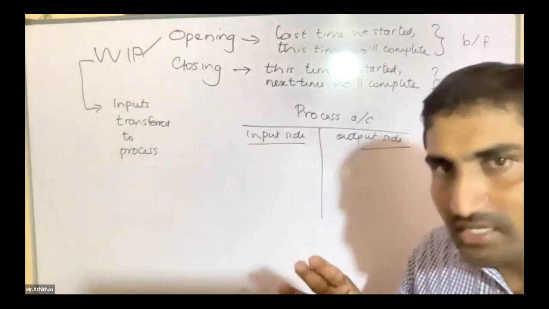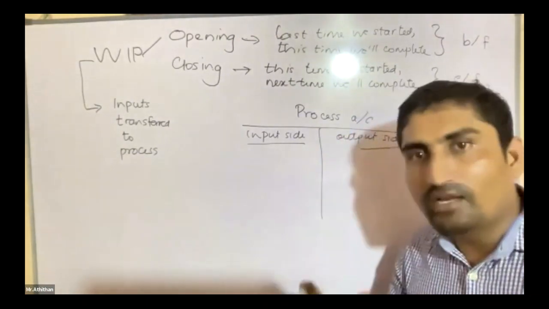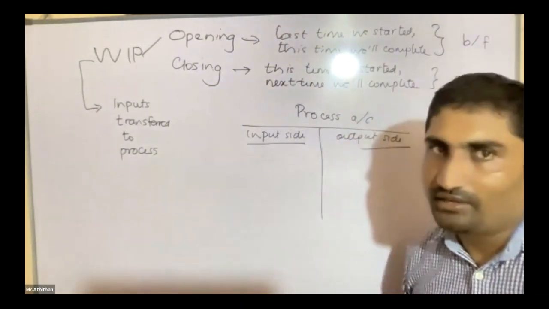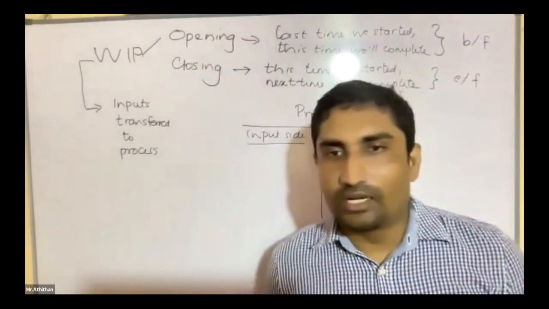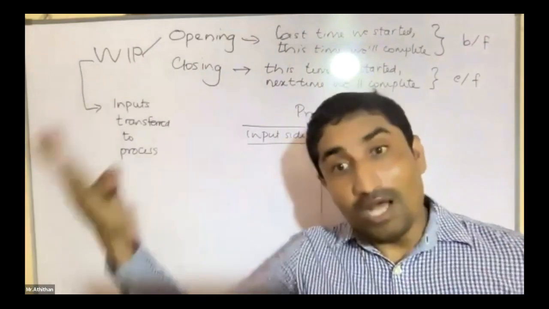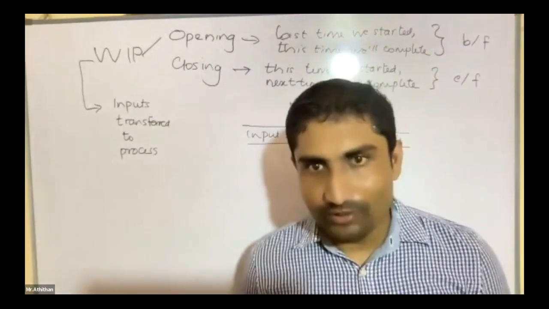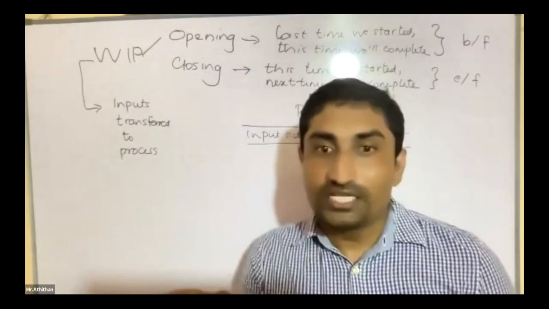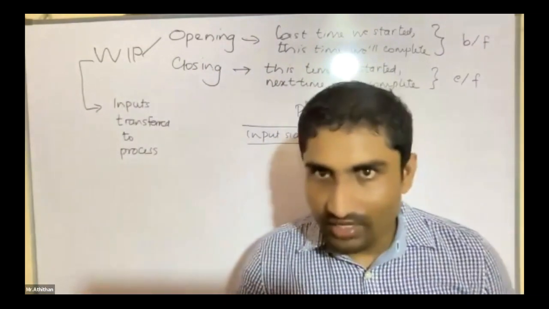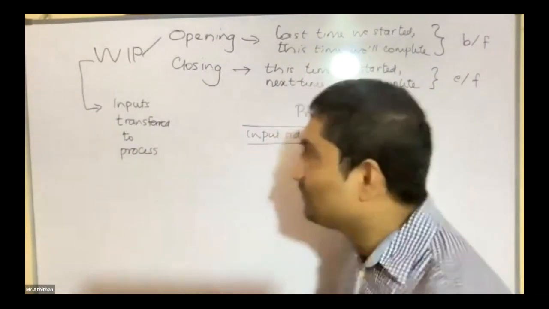Right. In the process account, you are clear. Left hand side is input side and right hand side is output side. செய்முறை கணக்கு process accountல இடது கைப்பக்கம் input side, வலது கைப்பக்கம் output side. Right. Opening inventory means last month we started the process but we didn't complete. So this month we are taking in, we are bringing forward and continuing the process. So for this month process, it is an input.